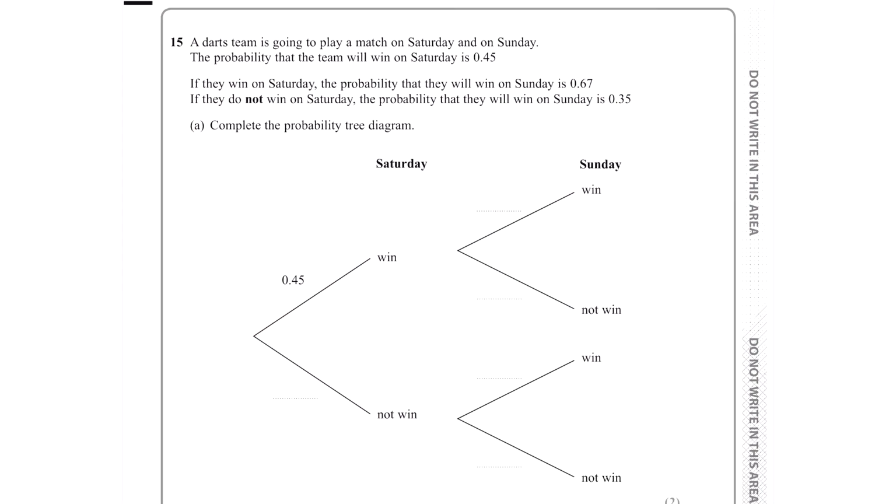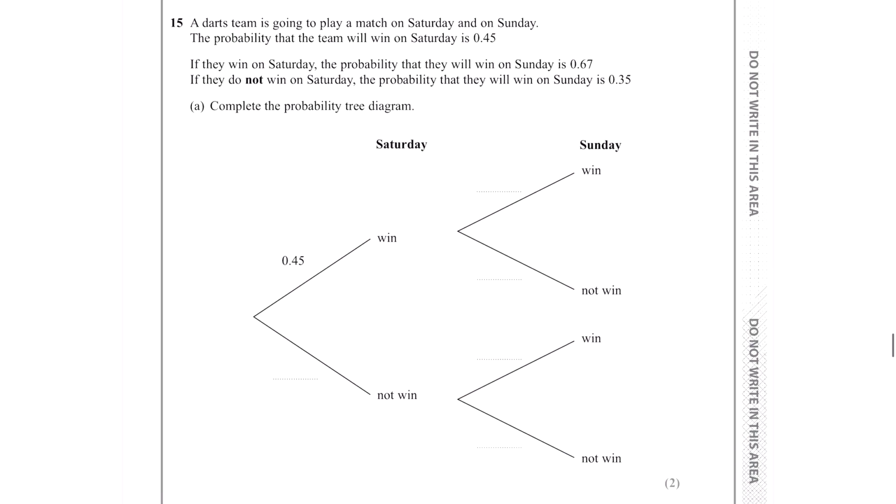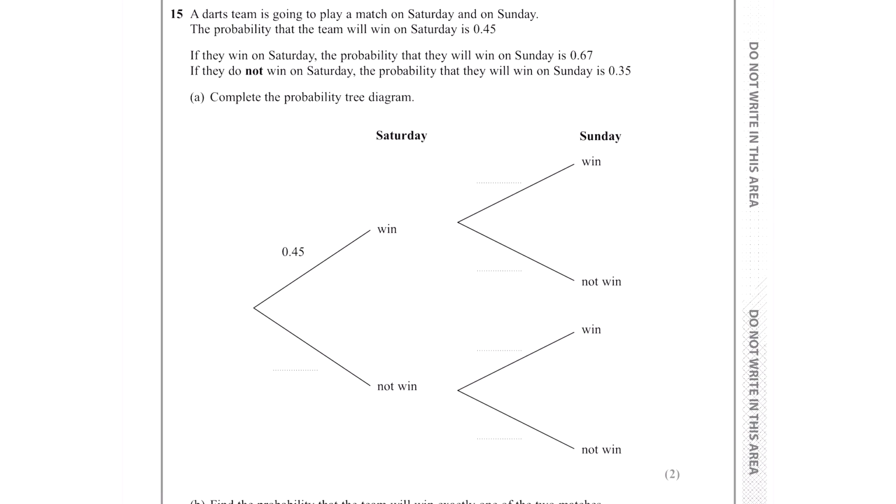Question 15. A darts team is going to play a match on Sunday. And on Saturday and Sunday, the probability that the team will win on Saturday is 0.45. If they win on Saturday, the probability that they will win on Sunday is 0.67. If they do not win on Saturday, the probability they will win on Sunday is 0.35. Complete the probability tree diagram.